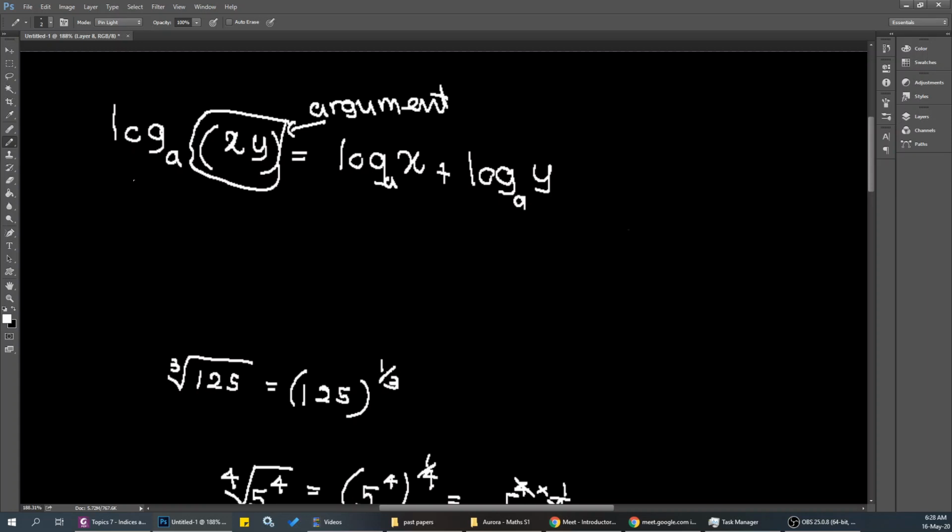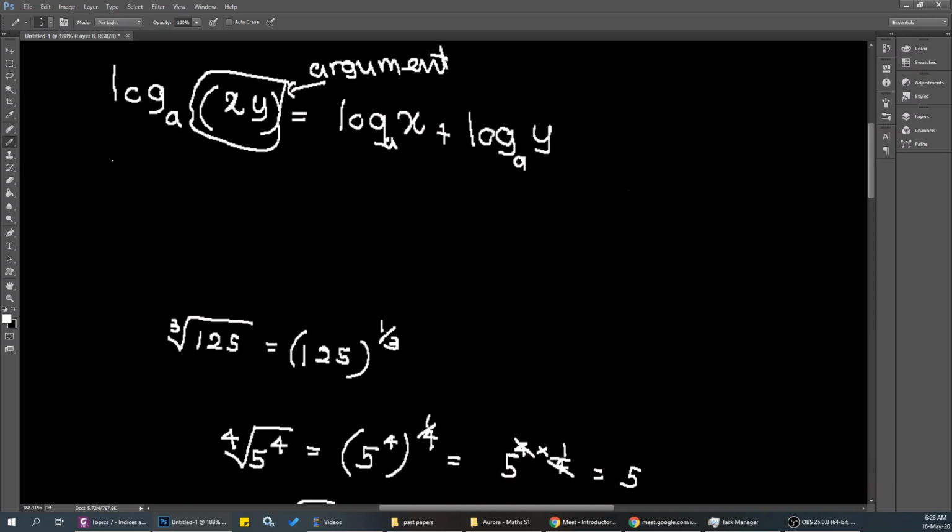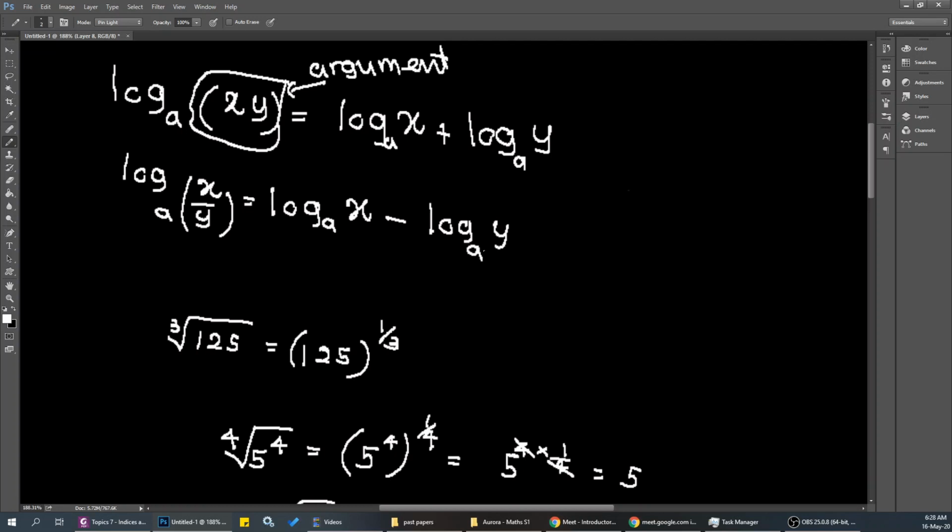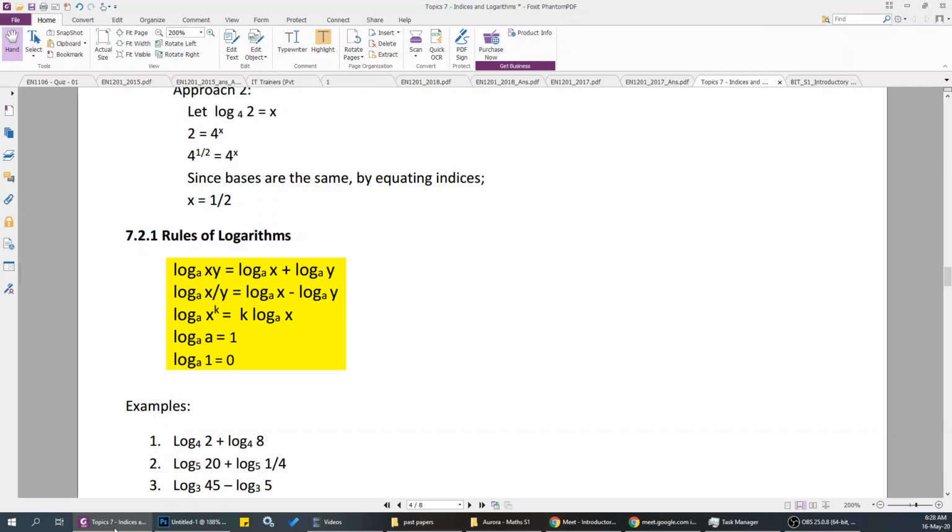Similarly, we had the second rule, which stated log of x over y to the base a, we can write it as log of x to the base a minus, because we have a division here, we use the subtraction here, log of y to the base a.